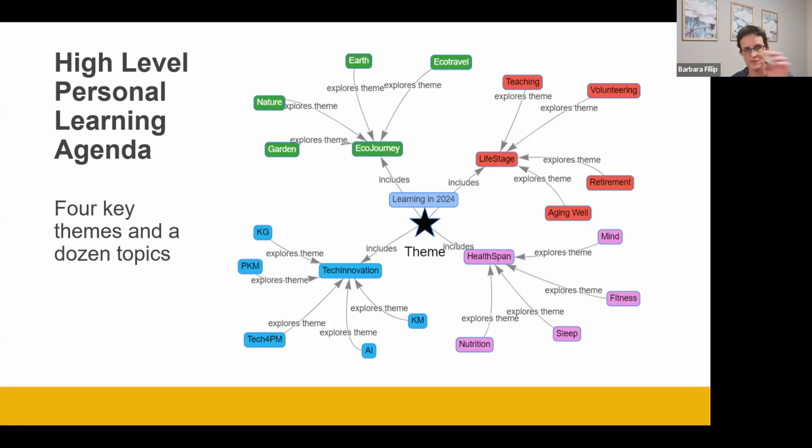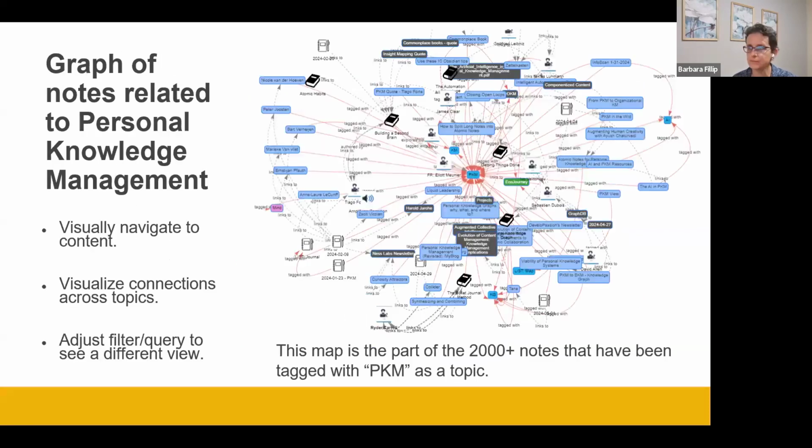And again, this is kind of the semantic layer, so that when I query the graph, it will actually know what I'm talking about. All right, here's what happens when I put a query in my graph or in my map or in my system. Out of 2,000 plus nodes, I pulled everything that I had tagged as PKM, or personal knowledge management, as a topic. And you can see that this becomes quite messy, right?